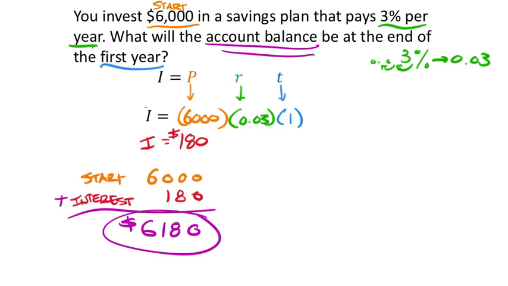Now again, you just got to be careful. This one asks for the account balance. Sometimes they'll just say, what was the amount of the interest after that first year? In that case, we could have ended right here at the $180. But this one wanted the final account balance. So you got to take the starting value, add the interest, and then we get the $6,180.